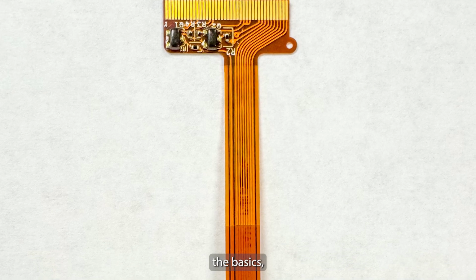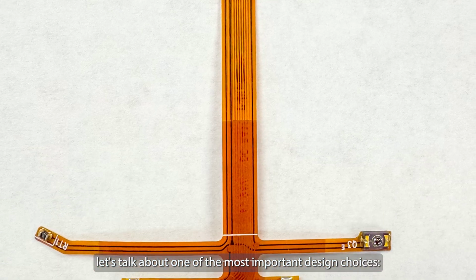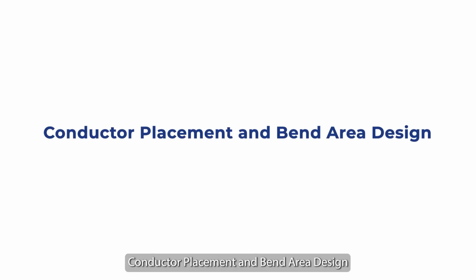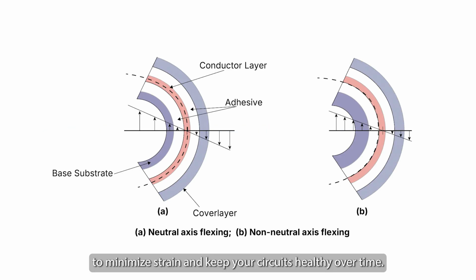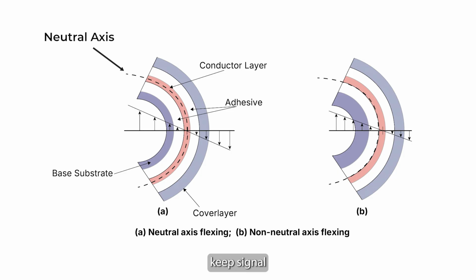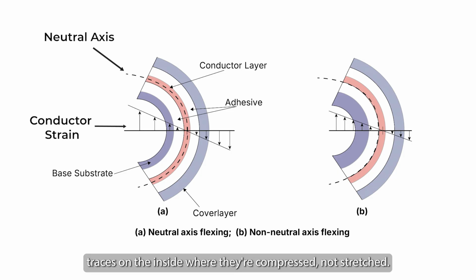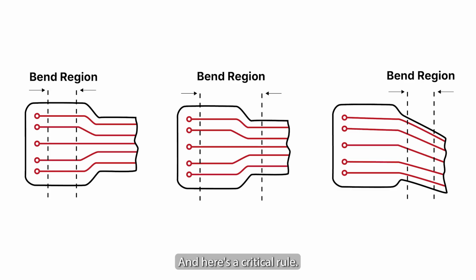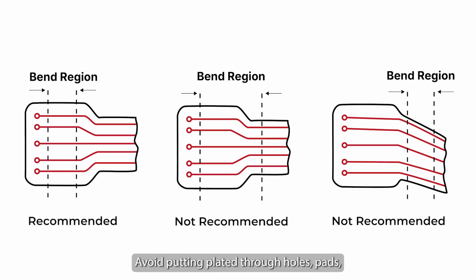Now that we've covered the basics, let's talk about one of the most important design choices: where you place your conductors. Conductor placement and bend area design. To minimize strain and keep your circuits healthy over time, place conductors along the neutral axis of the flex region. When designing bends, keep signal traces on the inside, where they're compressed, not stretched. Ground planes can go on the outside, where they handle tension better. And here's a critical rule: avoid putting plated through holes, pads, or sudden trace width changes in the bend zone. Those are all stress magnets.